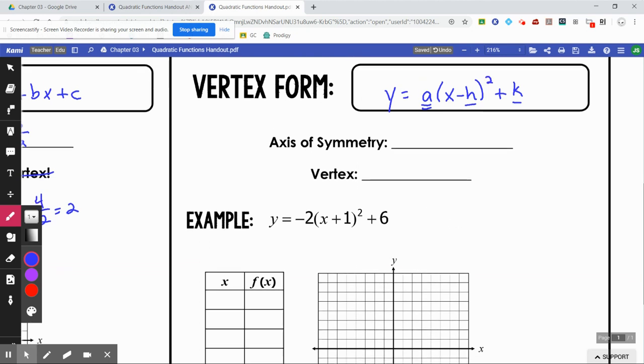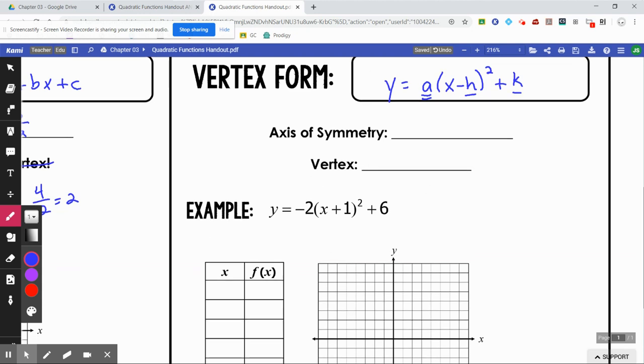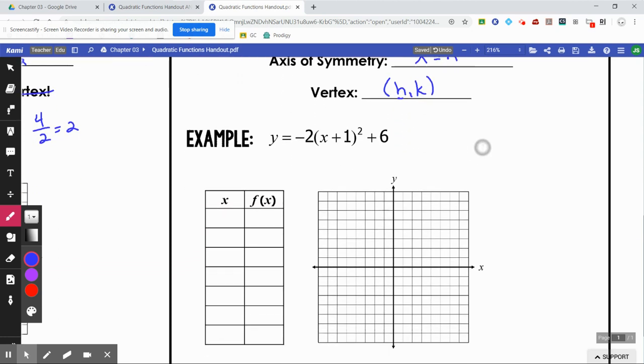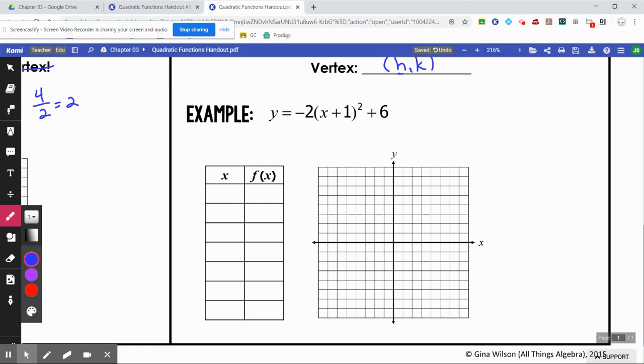Your axis of symmetry now is actually found from your vertex. Your graph moves right h and up k, so your vertex would be (h, k). And since your axis of symmetry passes through that vertex, your axis of symmetry would be x equals h, that exact same value. Let's graph this from vertex form.